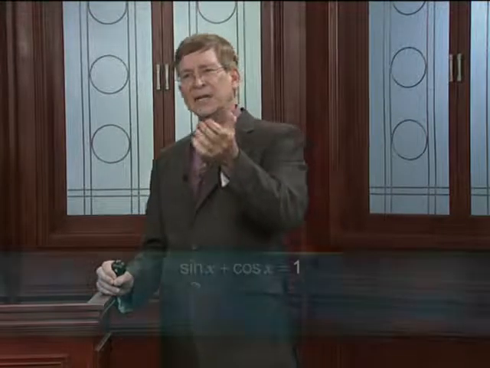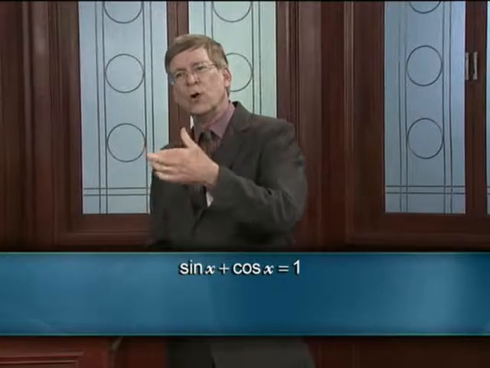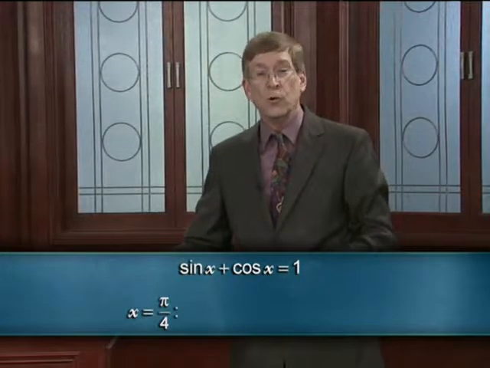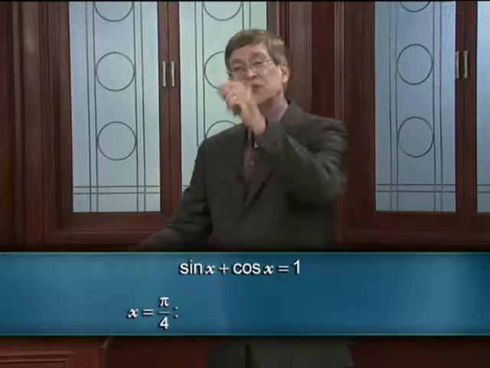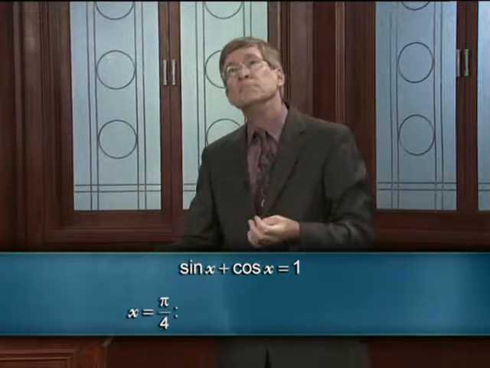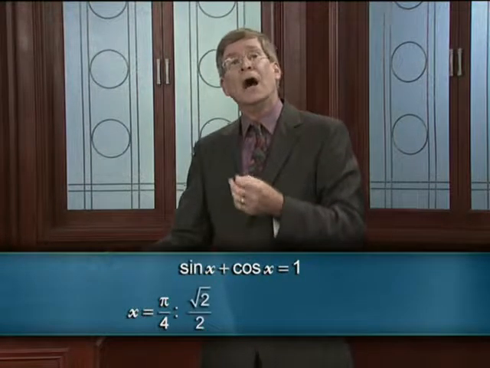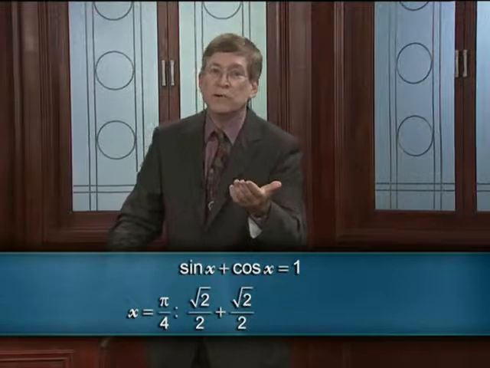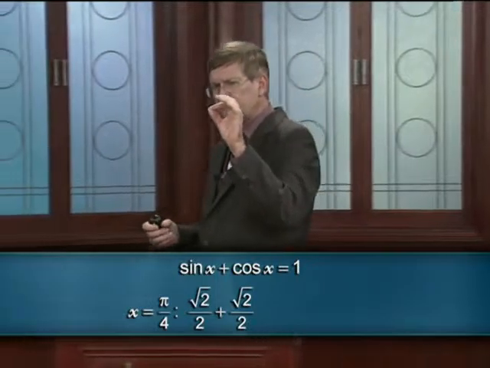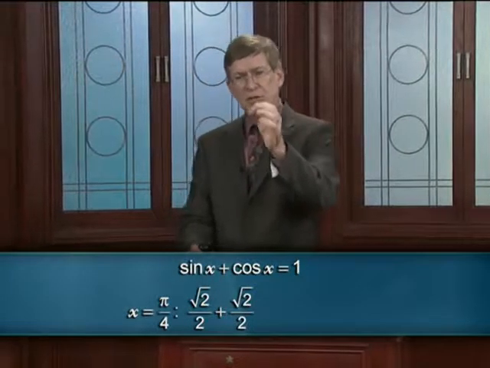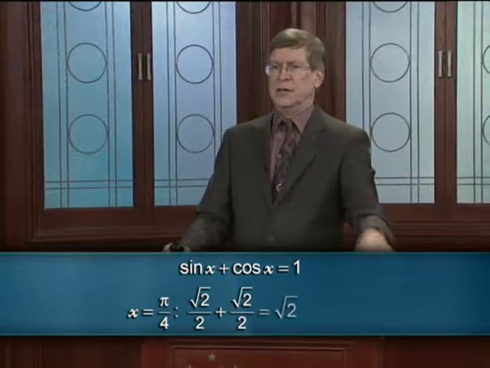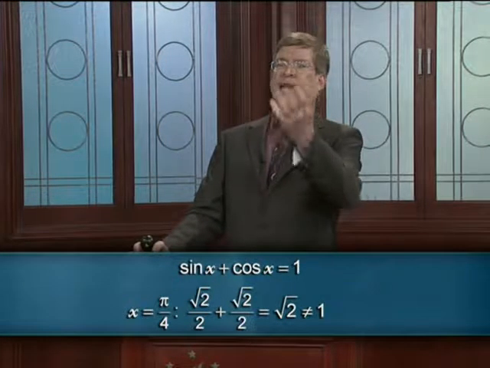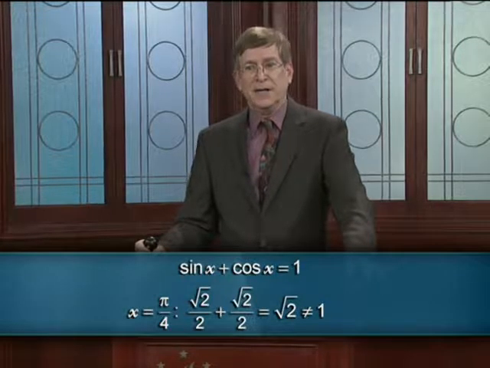In this case, sine x plus cosine x equals 1 can be shown to be false by picking, say, x to be pi over 4. Let's try it out. What's the sine of pi over 4? 45 degrees, square root of 2 over 2. What's the cosine? Square root of 2 over 2. So the left-hand side is square root of 2 over 2 plus square root of 2 over 2, which adds up to the square root of 2. What's the right-hand side? 1. They aren't equal. So it's not an identity.